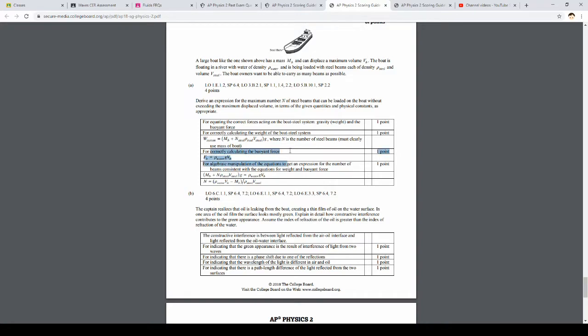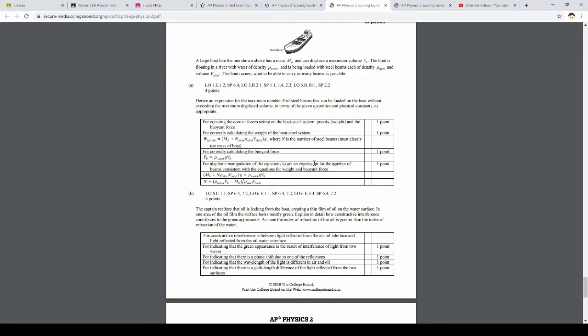Then you need to correctly calculate the buoyant force, which is going to simply be the density of water displaced times gravity times the volume of the boat. That's the maximum volume that the boat can displace. If we displace any more than that, we're going to sink. If we displace less than that, we could have added another steel beam.